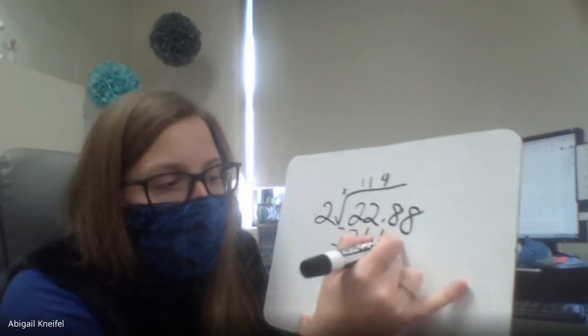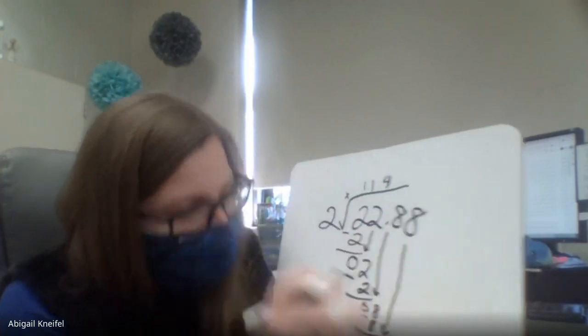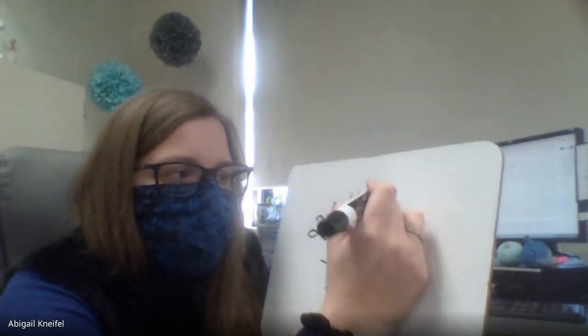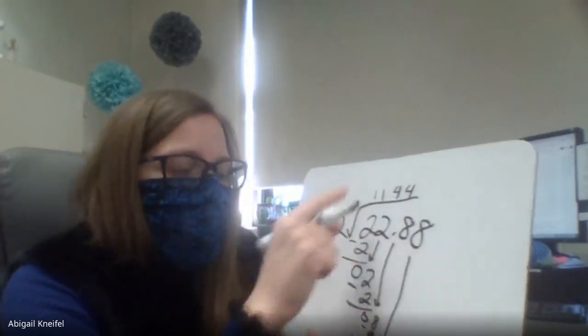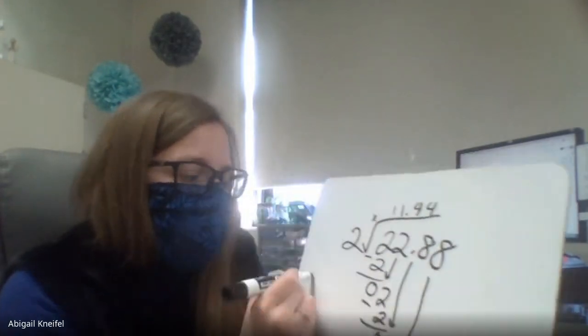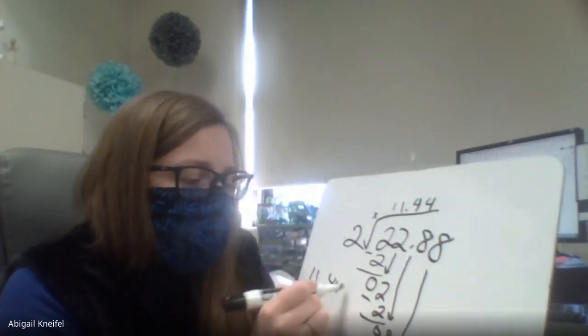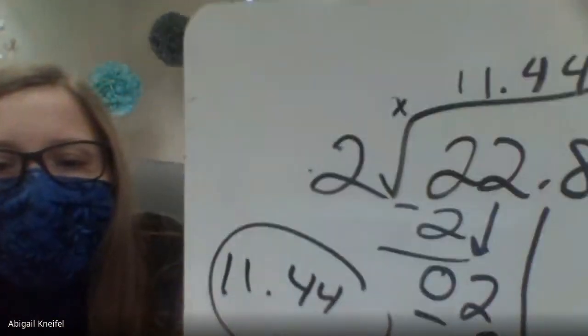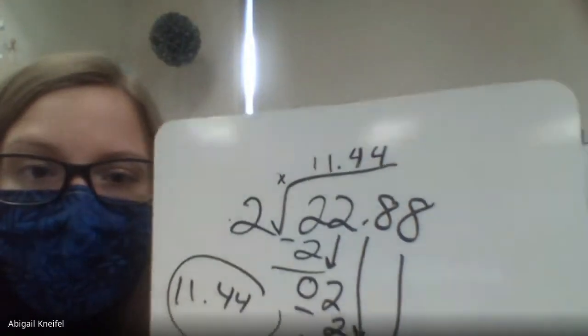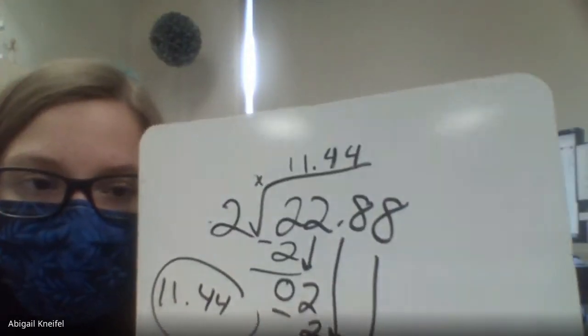I got one more number to bring down. 2 times 8 again. How many times can 2 go into 8? It can go in 4 times. 2, 4, 6, 8. 4 times 2 is 8. 8 minus 8 equals 0. So our answer should be 11.44. Whoop, whoop. Everyone should be getting right answers on that one because that one was simple division. We can do 2 divided by things.